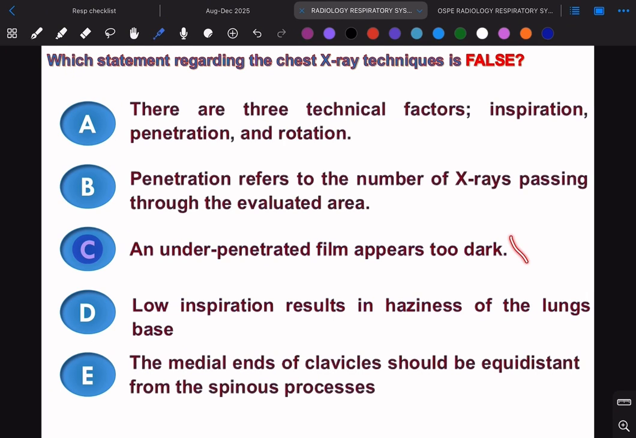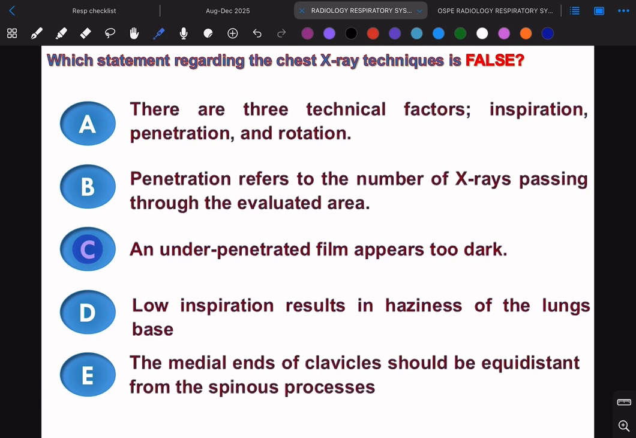The incorrect one is an underpenetrated film appears too dark. Wrong. Why? Because we said under penetration the image becomes very bright and white, right? But when it becomes too dark, that means the patient received too much radiation, so the patient got burnt from too much radiation. The correct answer is this is gonna appear light, not dark, too light.